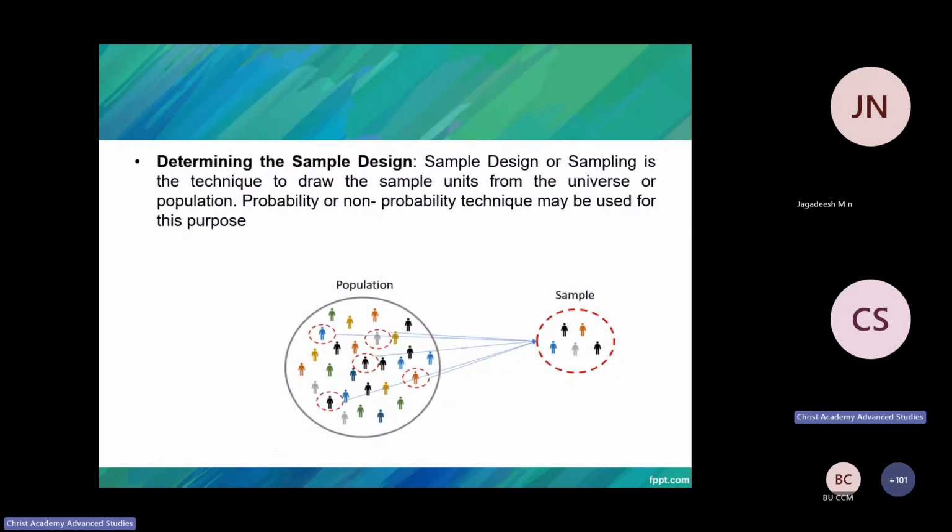Next, the fifth step is determining the sample size. This is, again, a very important step. In the picture you can see here, this is the population and this is the sample. In our day-to-day life, whenever we are preparing rice, we check whether the rice is ready to serve or not. We will not check each and every rice. We take a sample and say, okay, the rice is ready to serve and eat. The same logic applies in research.